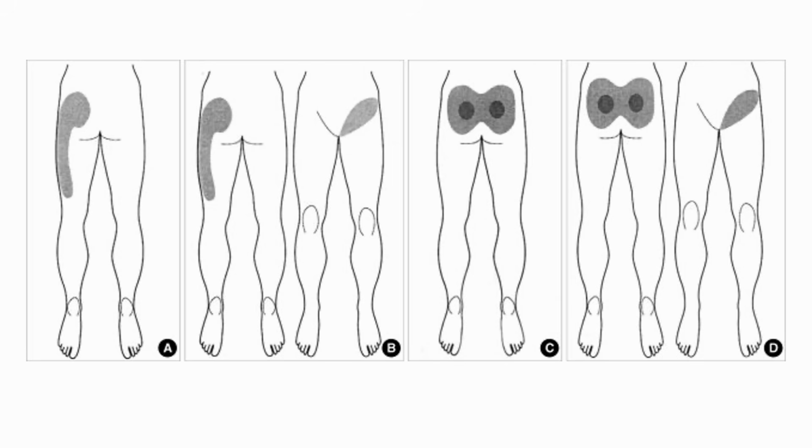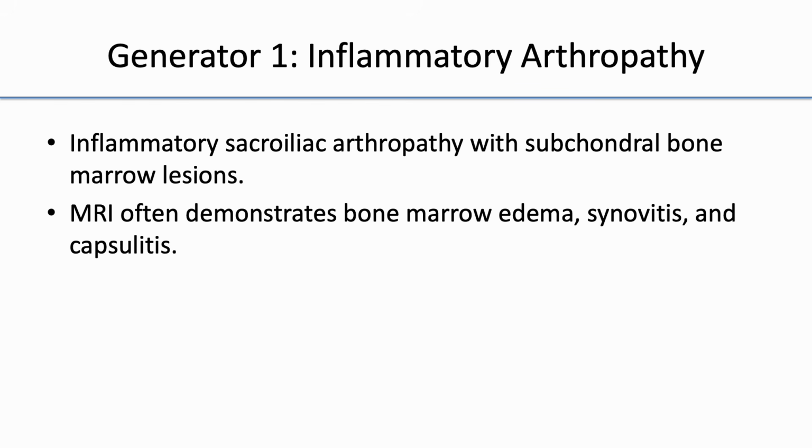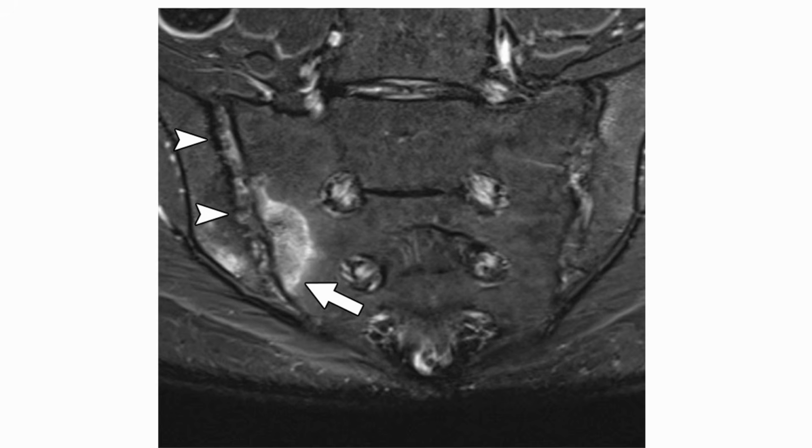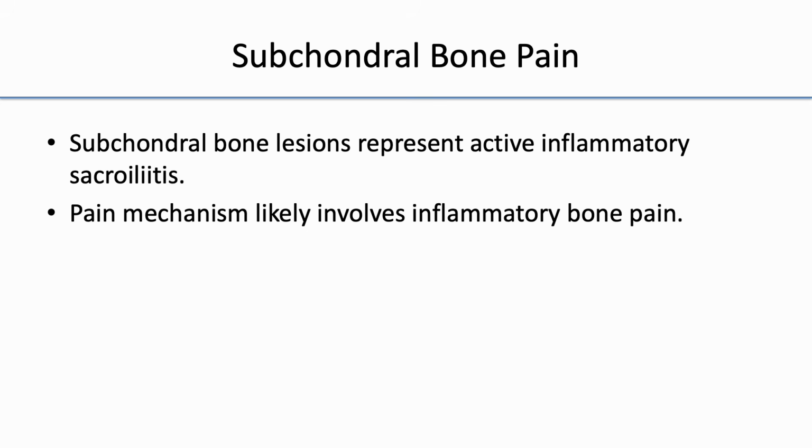From a pathological perspective, sacroiliac joint pain can be broadly understood through 3 major generators that have been demonstrated in the literature. The first generator is inflammatory sacroiliac arthropathy with subchondral bone marrow lesions. MRI studies repeatedly demonstrate findings such as subchondral bone marrow edema, synovitis, and capsulitis in patients with sacroiliac inflammation. These subchondral bone marrow lesions are not merely radiologic findings, they represent active inflammatory sacroiliitis, and the primary pain mechanism is likely subchondral inflammatory bone pain.